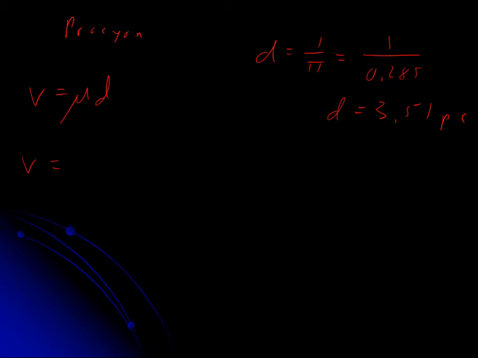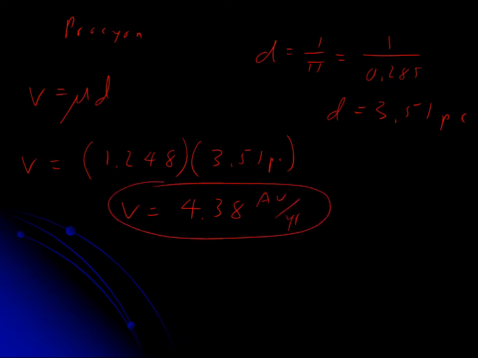And so the velocity side to side, the tangential velocity, is going to be mu, and mu was 1.248 times the 3.51 parsecs. And so that means the velocity is going to be 4.38 AU per year. Well, that's huge. That means that the star Procyon is moving through space relative to the sun. It's going side to side over 4 AU, more than 4 times the Earth-Sun distance per year. In fact, 4.38 AU is about the distance between Earth's orbit and Jupiter's orbit, and it covers that entire distance in every year just going to the side. So that's a pretty big deal there.